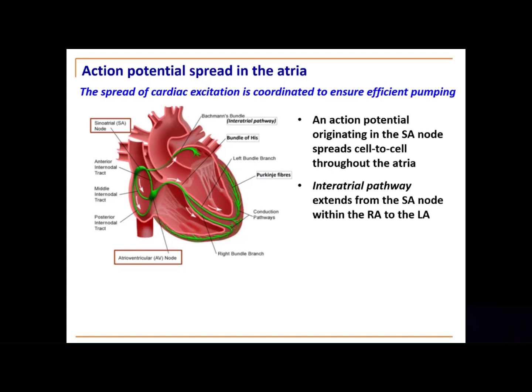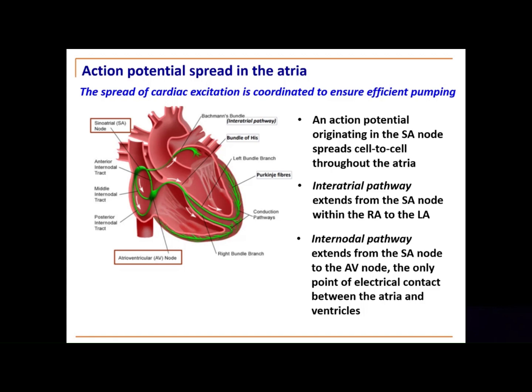And so it just ensures that the two atria become depolarized to contract at the same time. Like I said, it spreads at about 0.5 meters per second through myocytes. We have then the internodal pathway, and this is the only way that electrical activity can spread from the atria to the ventricles, because the rest of the connections are through non-conductive fibrous tissue.